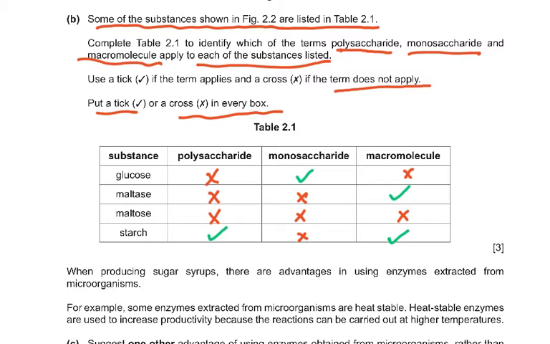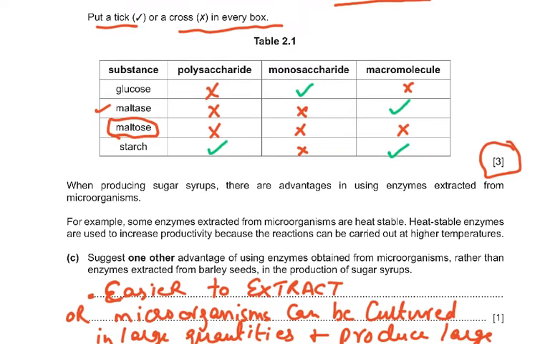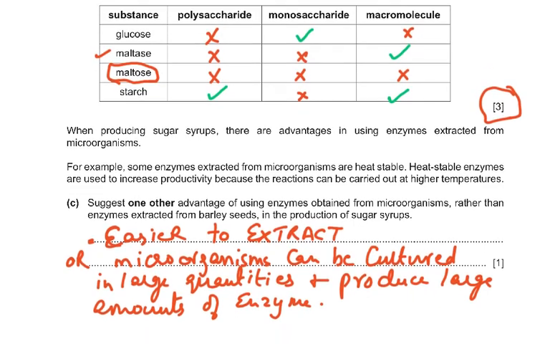It's not a macromolecule. Then maltase is an enzyme, so it's not a polysaccharide and not a monosaccharide. It's a macromolecule. Then maltose is a disaccharide, so it's not a polysaccharide, not a monosaccharide, and not a macromolecule. Starch is a polysaccharide, yes, it's not a monosaccharide, and it is a macromolecule. So there had to be four ticks and the rest were all crosses, and you had to get these lines correct to actually get your 3 marks. These 3 marks were difficult to get, and the mark scheme shows how we were going to grade it, how many marks we would give you for how many correct.